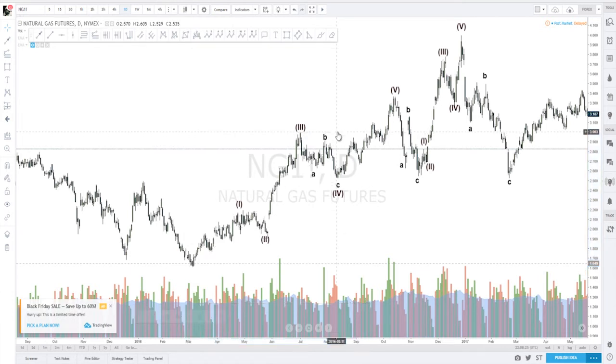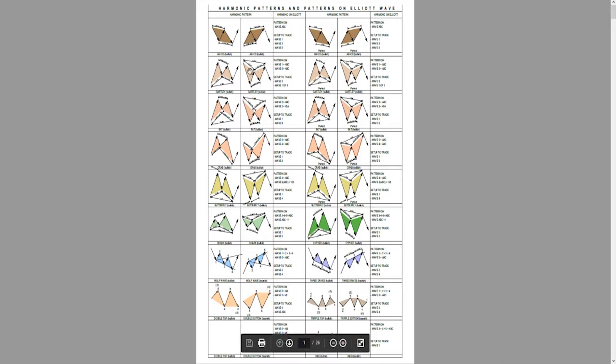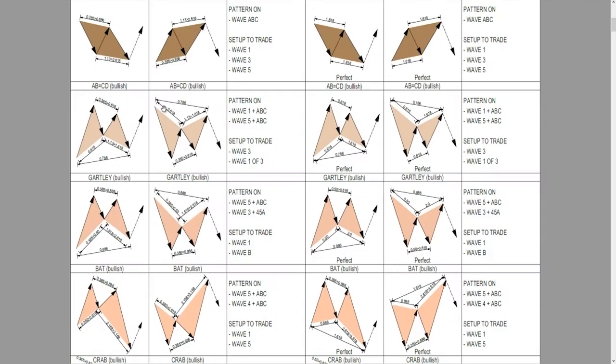But let's begin to merge patterns in Elliott wave. So these are all the patterns you have, bullish and bearish. The most important pattern, or the basis for many other patterns, is the ABCD pattern, and it's very easy to find, and usually because it's symmetrical, it gives you a low risk entry.